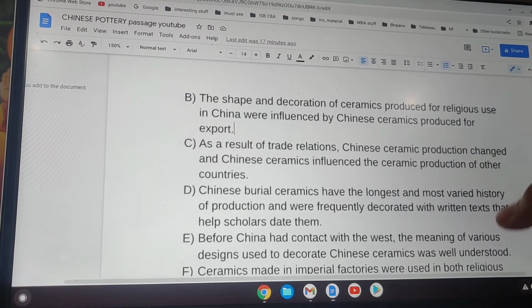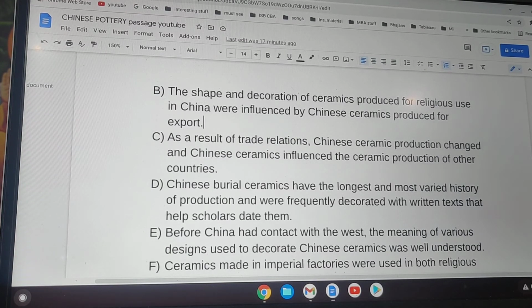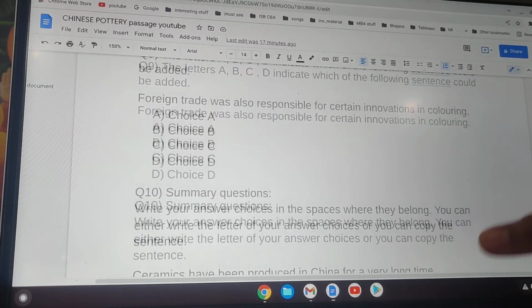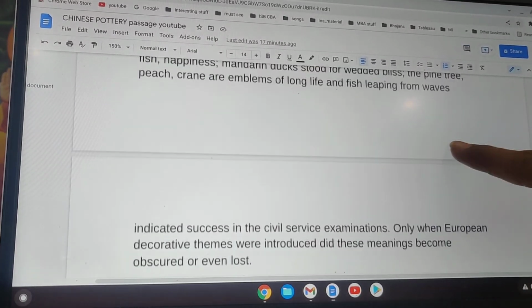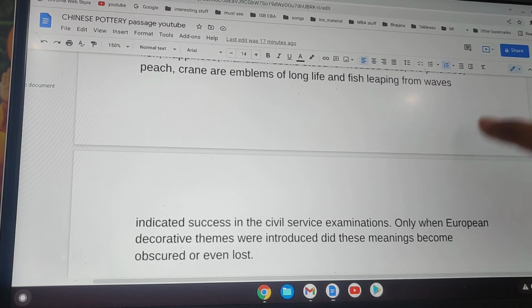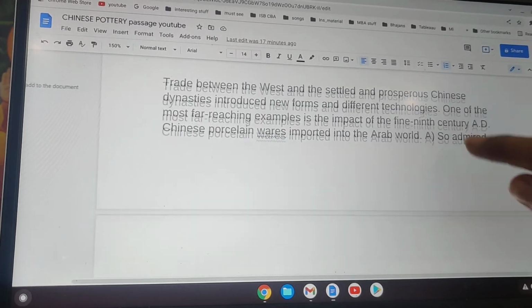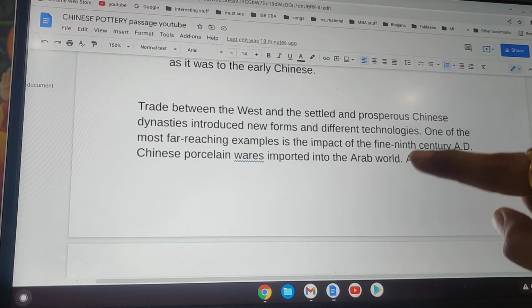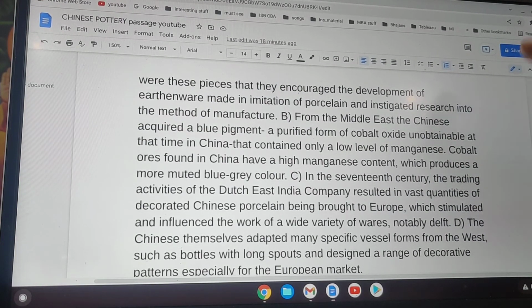That's wrong answer. As a result of the trade relations, Chinese ceramics changed and Chinese ceramics influenced the ceramic production of other countries. Yeah, that's true because it's mentioned in the second last paragraph about something about Europe's trade. Okay, if we read paragraph 5, we see only when the European themes. No, sorry, just a second. Yeah, in the next paragraph, I guess paragraph 6. Yeah, so if we read the trade purposes, we can find here that the trade was influenced because of China brought to Europe. See, here we can see.